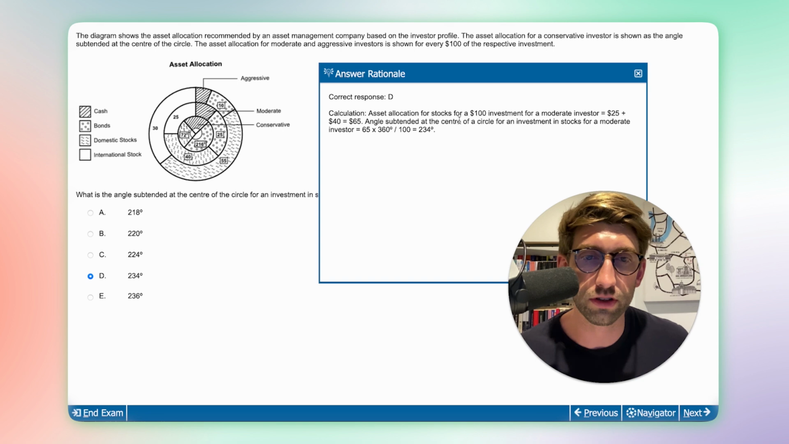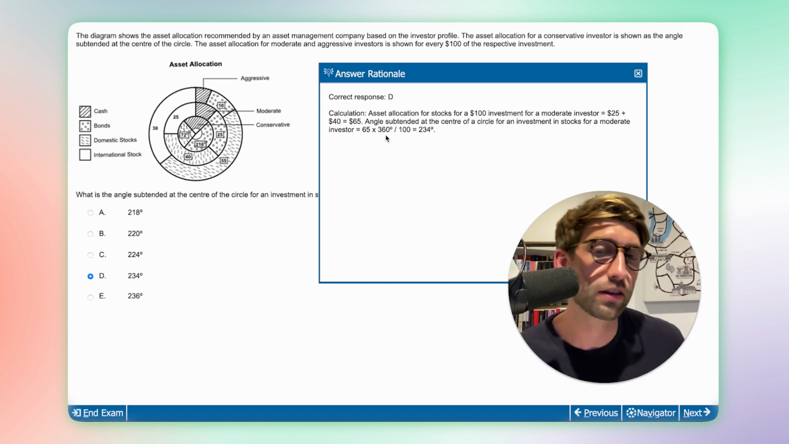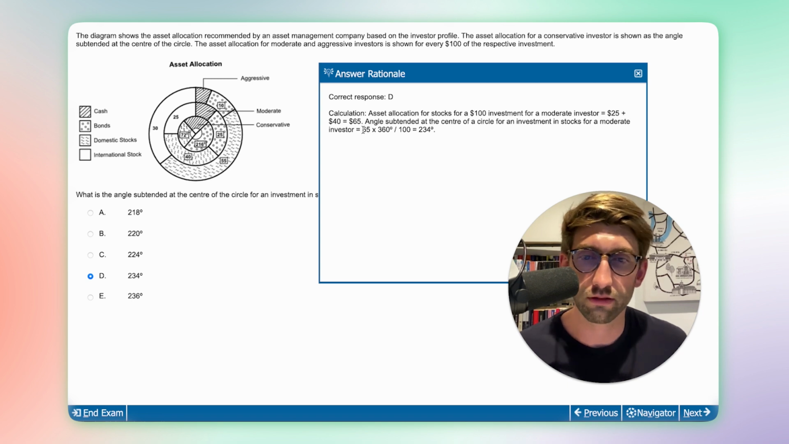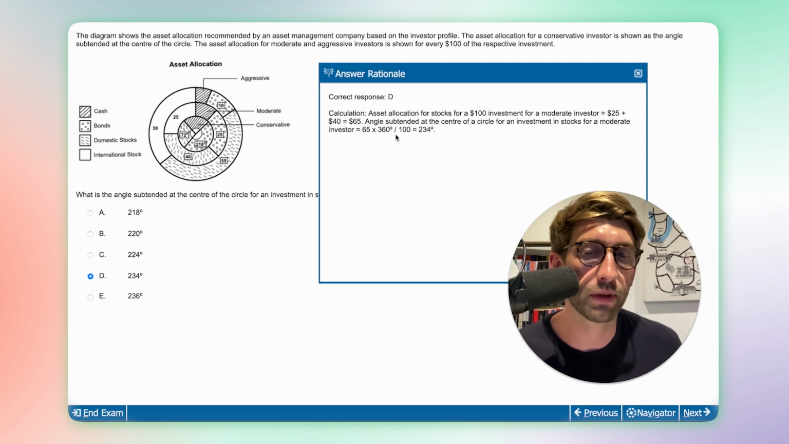Okay, so here we go. Calculate asset allocation for stocks for a $100 investment for a moderate investor: 25 plus 40 equals 65. The angle subtended. So they're going about it a different way. But, no, actually, they're not going about it a different way. They're doing exactly what we're doing. They are figuring out the proportion of the pie that we're concerned with and multiplying it by the 360.